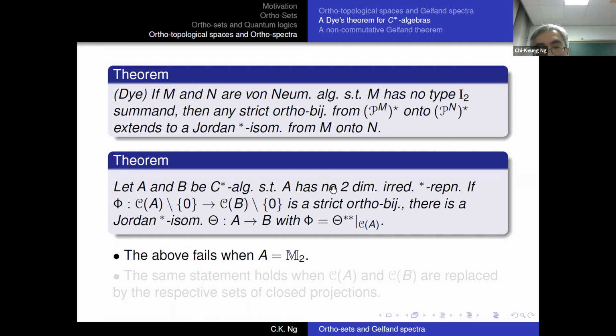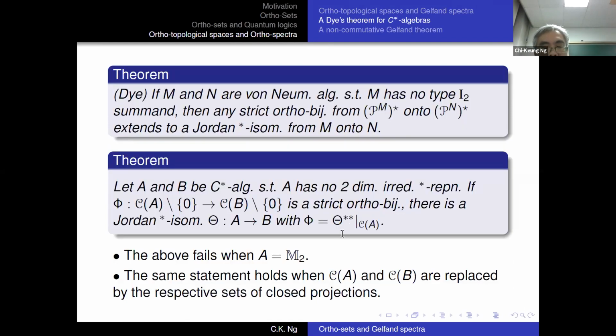We have the assumption that A has no two-dimensional irreducible representation. This is unavoidable because for A equal to M2, this result is not true. Okay, and also, instead of considering the Q-closed projections, we can also consider the set of closed projections and get the same. We have the same result for that.